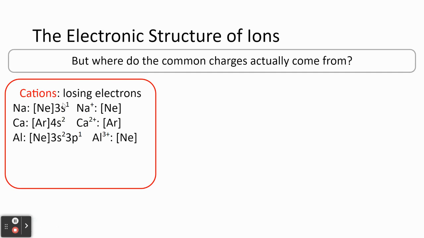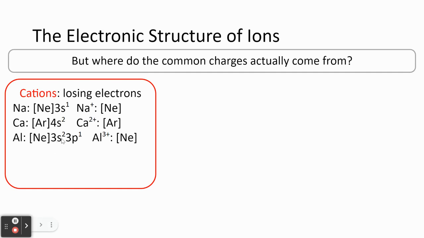Sodium has 1 valence electron, so it tends to lose that 1 valence electron in order to form a noble gas electron configuration, which would be stable. And in losing an electron, the sodium atom becomes an ion with a +1 charge. Calcium has 2 valence electrons. It's going to tend to lose those 2 valence electrons in order to form a stable electron configuration. And in doing so, it's going to form a +2 charge.